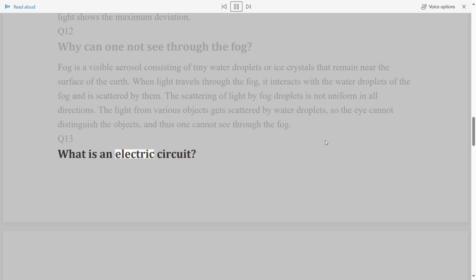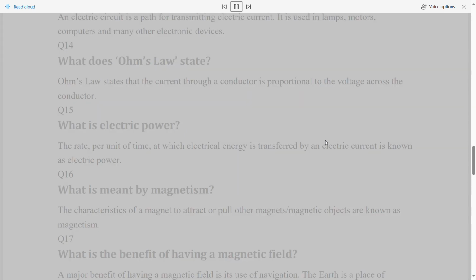Q13. What is an electric circuit? An electric circuit is a path for transmitting electric current. It is used in lamps, motors, computers, and many other electronic devices. Q14. What does Ohm's law state? Ohm's law states that the current through a conductor is proportional to the voltage across the conductor.